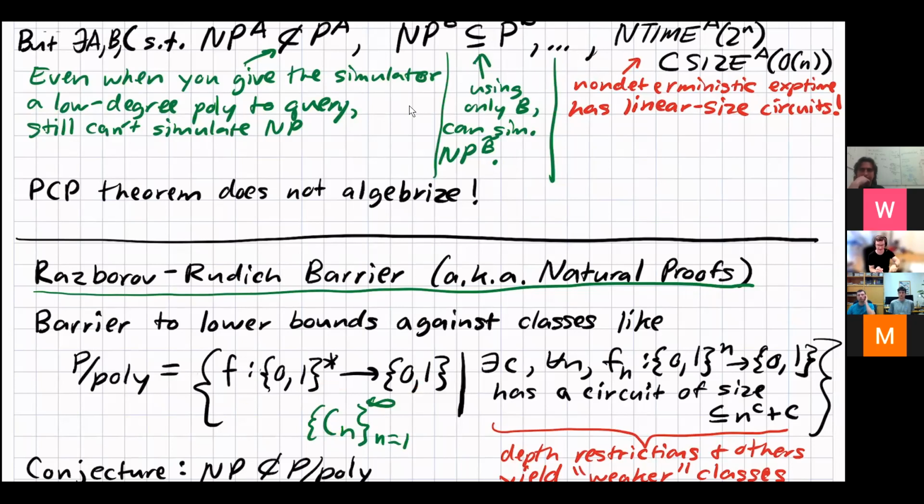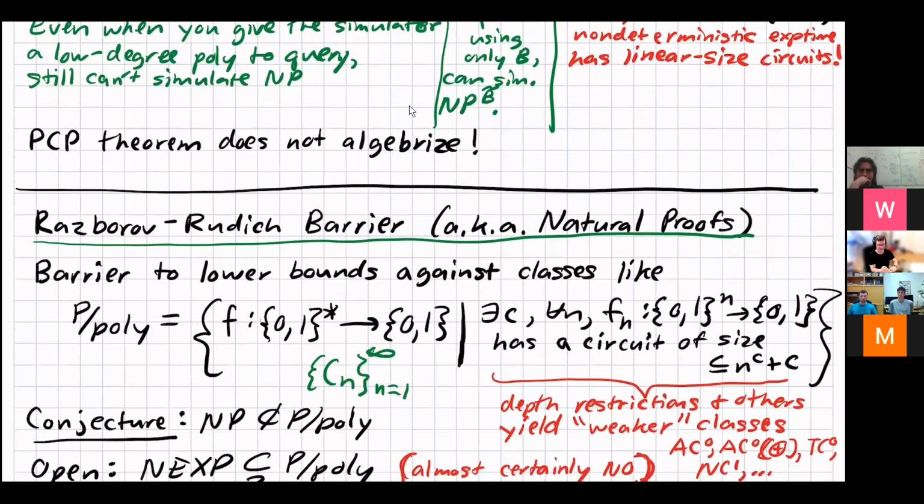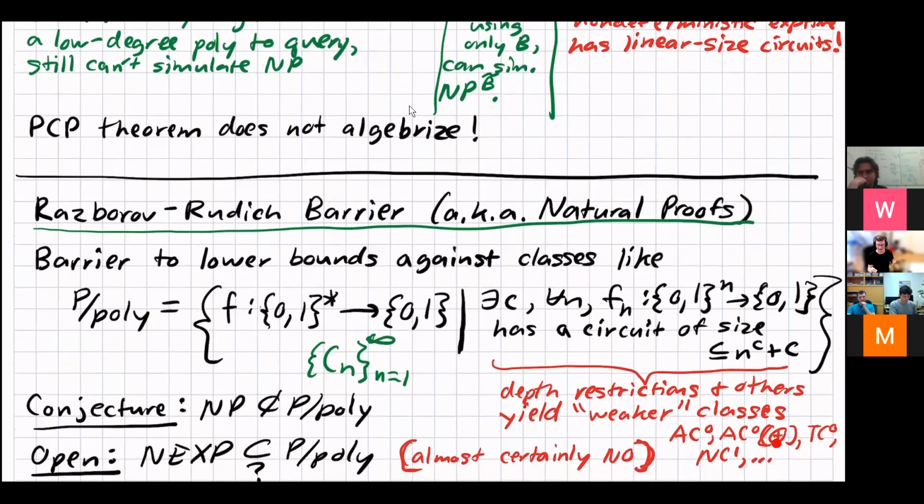I do want to add that depth restrictions on P/poly, like making them have logarithmic depth, or even constant depth with gates that can take in arbitrarily many inputs, will yield weaker classes, which have various names: AC0, parity, TC0, NC1. I'll bring up these names if they're important for the particular example I'm looking at, but other than that, I'm just name-dropping for now.